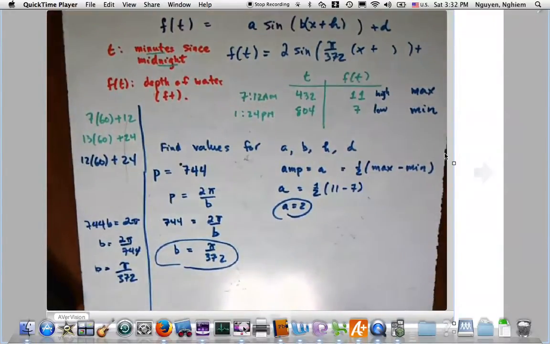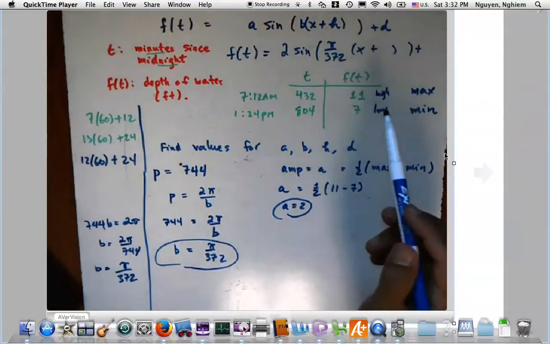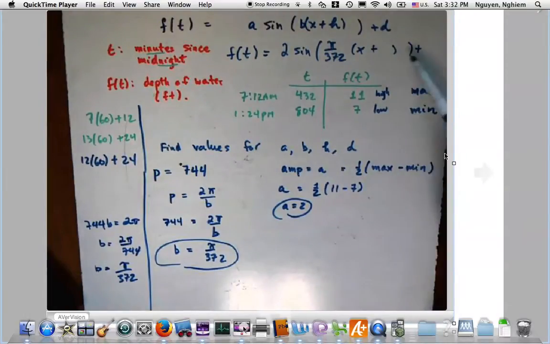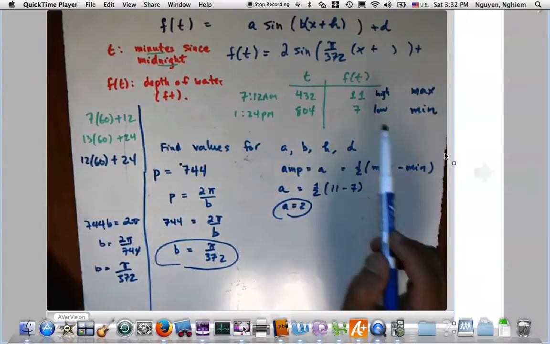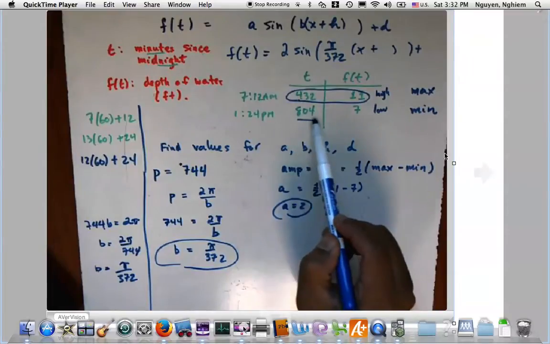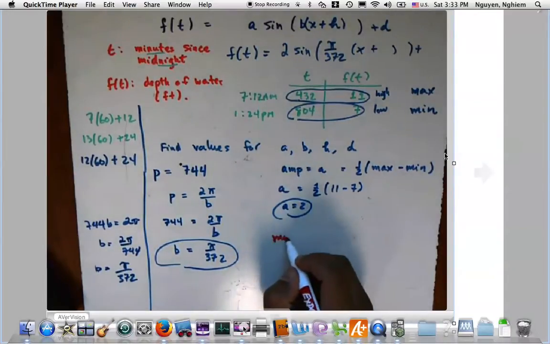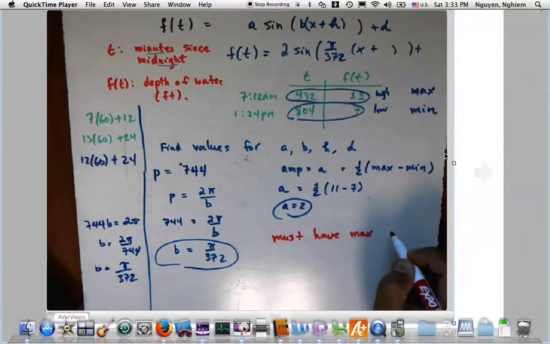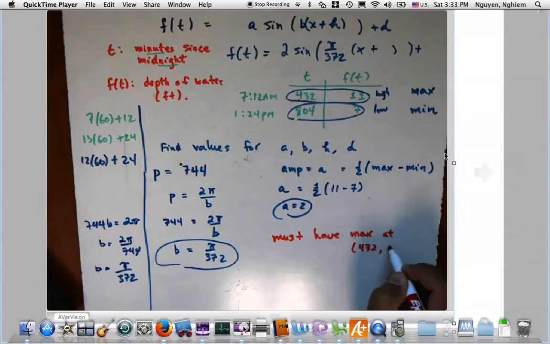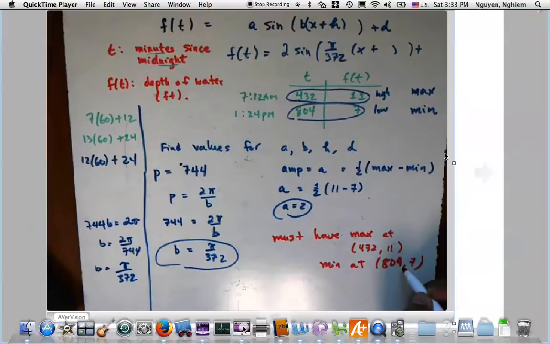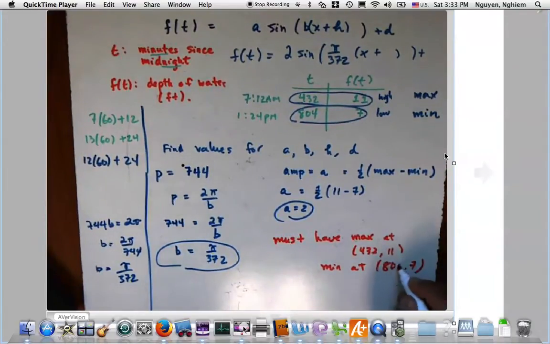So let's think about problems before where we asked how to figure out what to do with this. Before, we would have a problem where the sinusoid has to go through certain points, but here it's got to have a max at 432.11 and a min at 8047. So I'll make a note here in a different color to keep things interesting. It must have a maximum value at 432.11 and a minimum value at 8047. That's given in the problem.